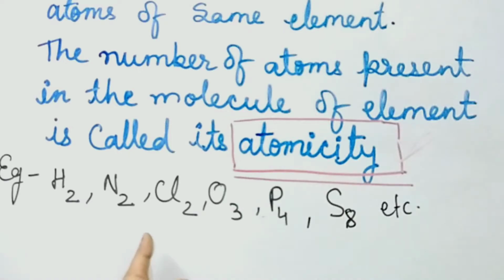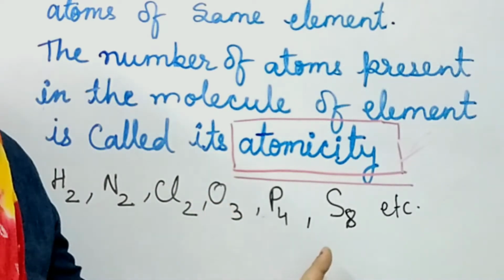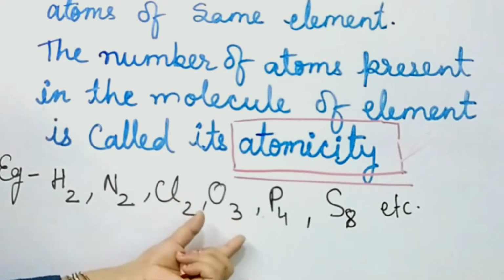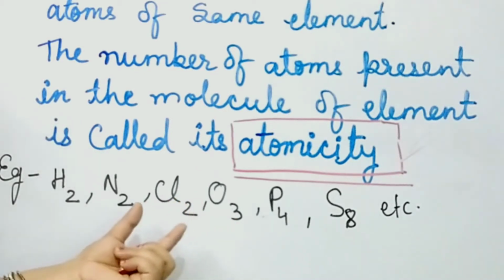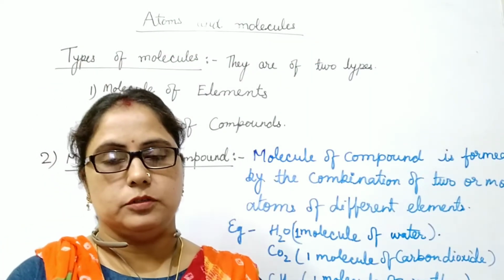The number of atoms present in the molecule is called its atomicity. It means atomicity of sulfur is 8. Atomicity of phosphorus is 4. Atomicity of ozone is 3. Atomicity of chlorine is 2. The second type of molecule is the molecule of a compound.